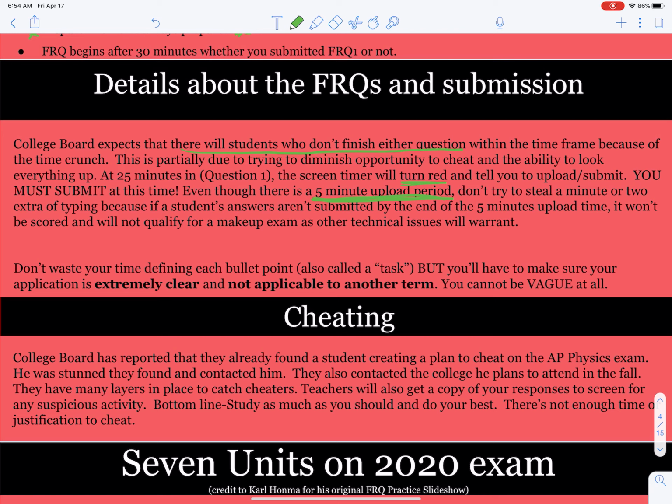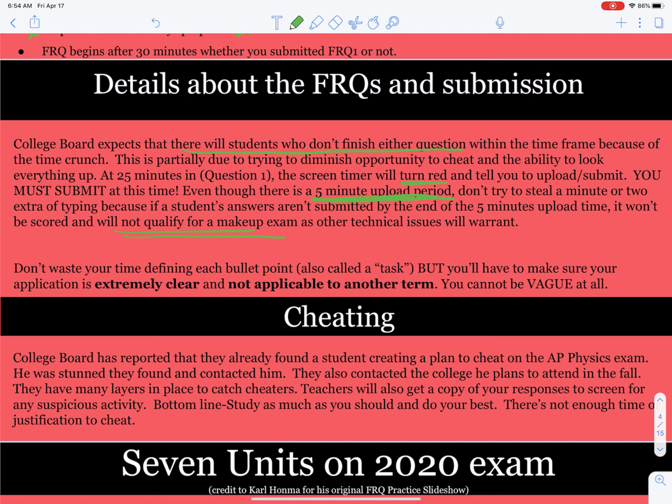Okay, I'm telling you, just submit it when it turns red, because if there's any reason for them to believe that you were taking extra time past the 25 minutes to type a response and you didn't get it in on time for that reason, they will not qualify you for the makeup exam, and your response will not be scored. Okay, so send it in when the light turns red.